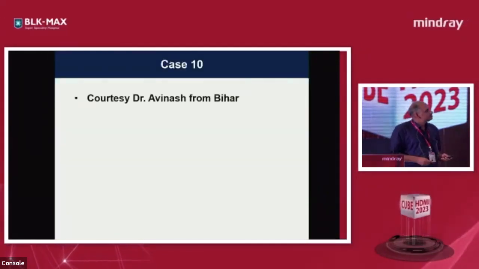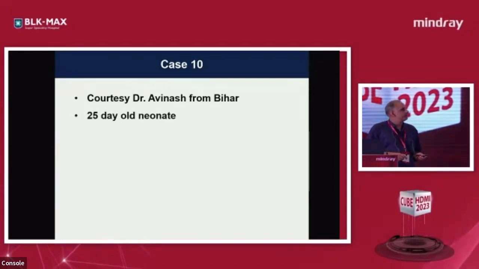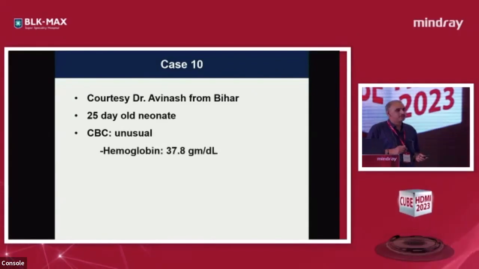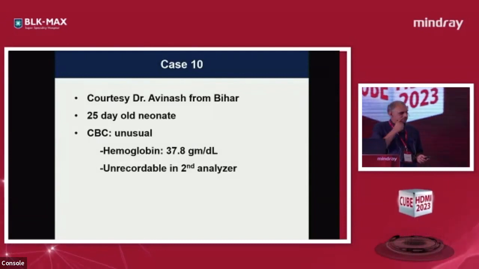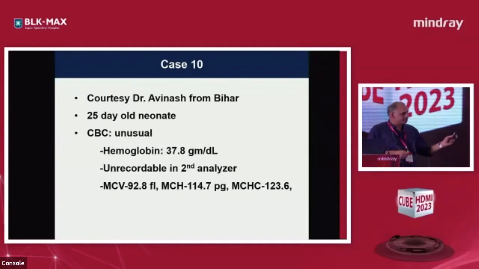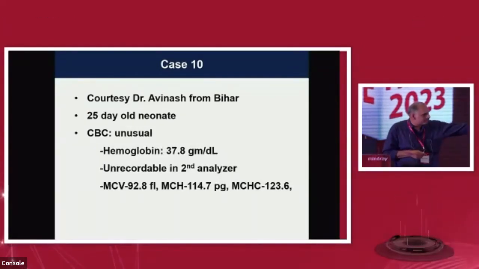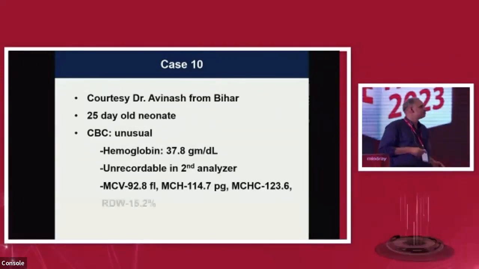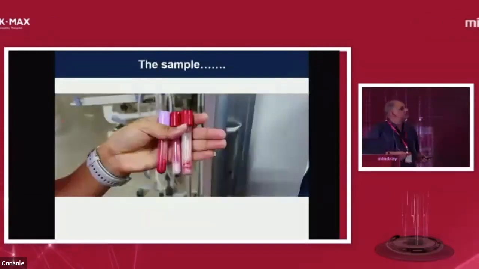Last case. This is Dr. Vinash, our postgraduate, who is now in Bihar. A 25-day-old neonate. CBC was unusual. Very high hemoglobin, 37.8. Unrecordable in the second analyzer when they went to check. And the rest is more or less believable except for the MCH. I can believe an MCV of 104, but MCH and MCHC were totally unbelievable because the hemoglobin obviously is not right. RDW was okay. TLC and platelets were normal.